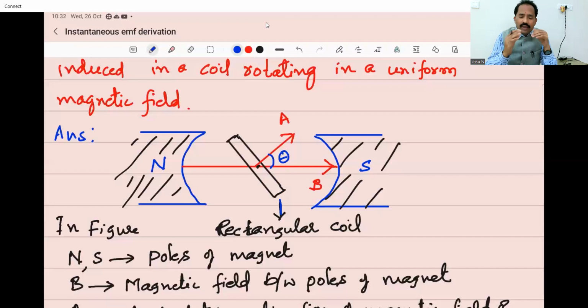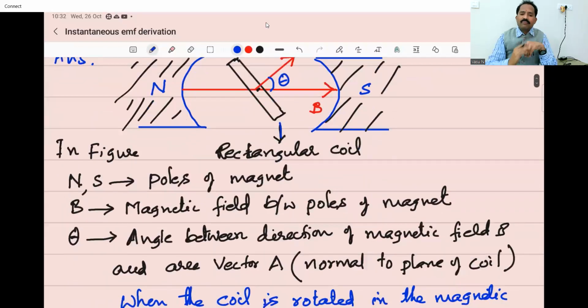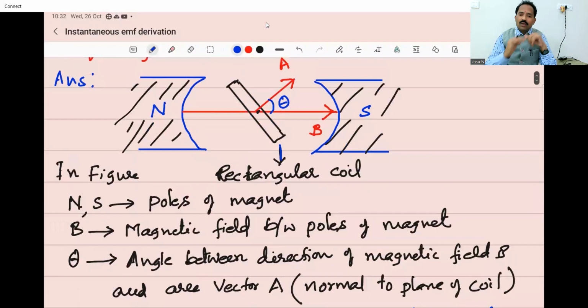In the diagram, N and S represent the poles of the magnet, B represents the magnetic field between the poles, and theta represents the angle between the direction of the magnetic field and the normal drawn to the plane of the coil. That normal is called the area vector, because the area vector is always normal to the plane of the coil. Let theta be the angle between A and B. It is very clear from the figure.